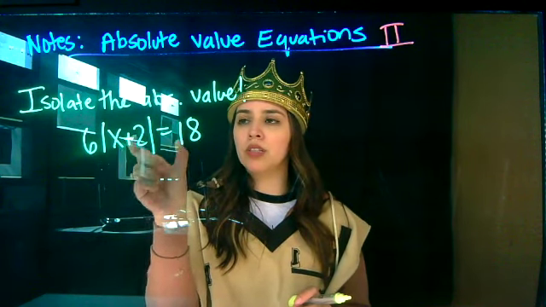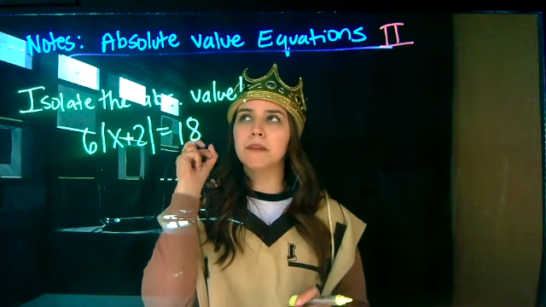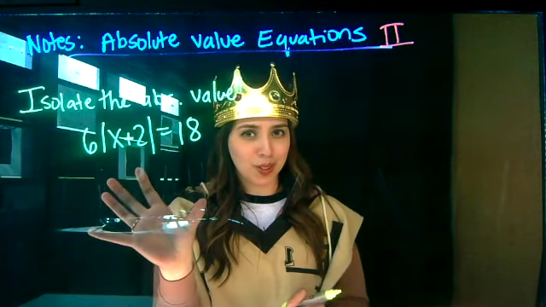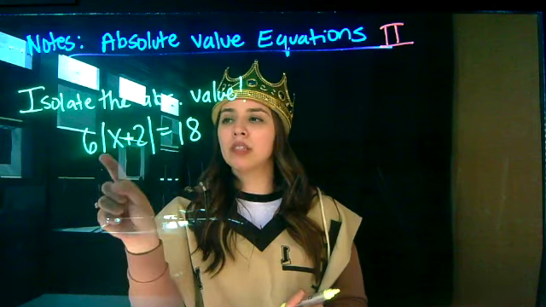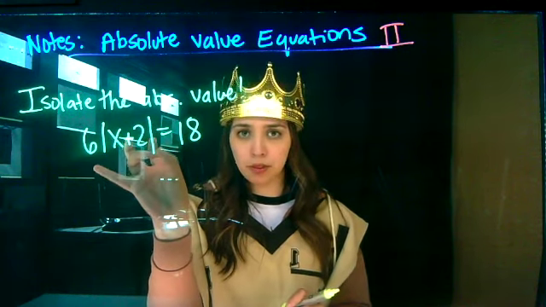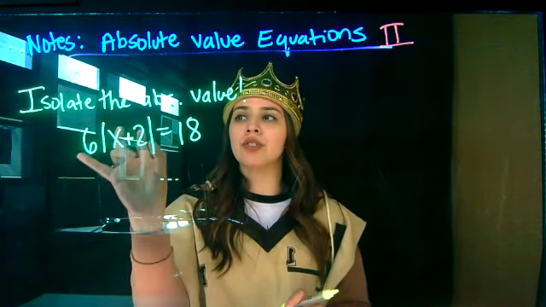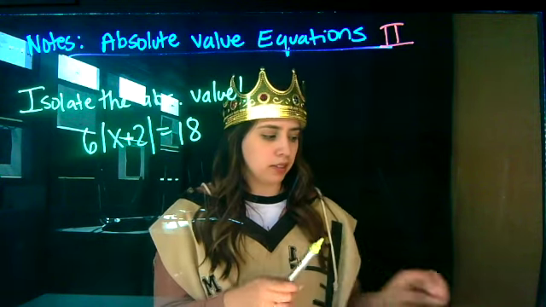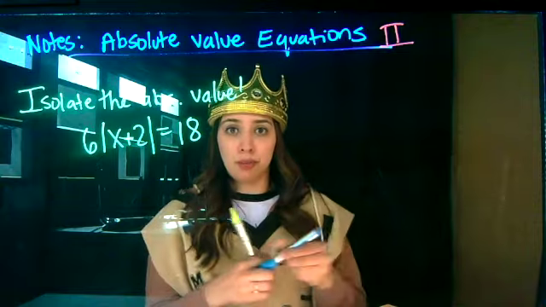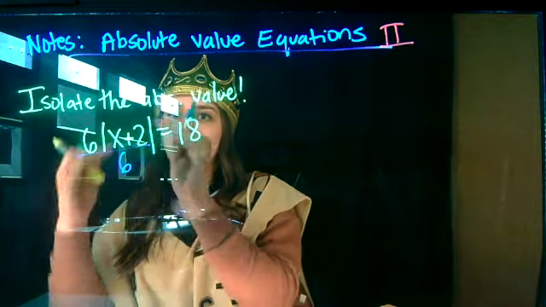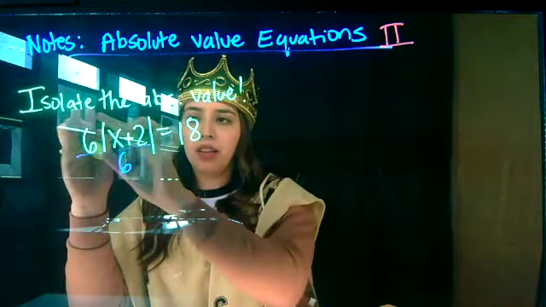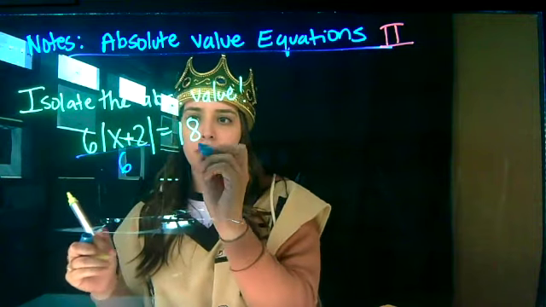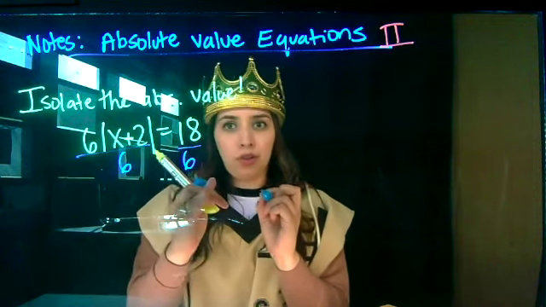I know that these seem like parentheses, but they're not really parentheses, okay? Since 6 is being multiplied to this absolute value, I want you to do the inverse operation of multiplying by 6, and that's dividing by 6. So I'm going to divide both sides by 6 to isolate the absolute value, meaning to get the absolute value by itself on one side of the equation. What I do on one side, I do to the other.